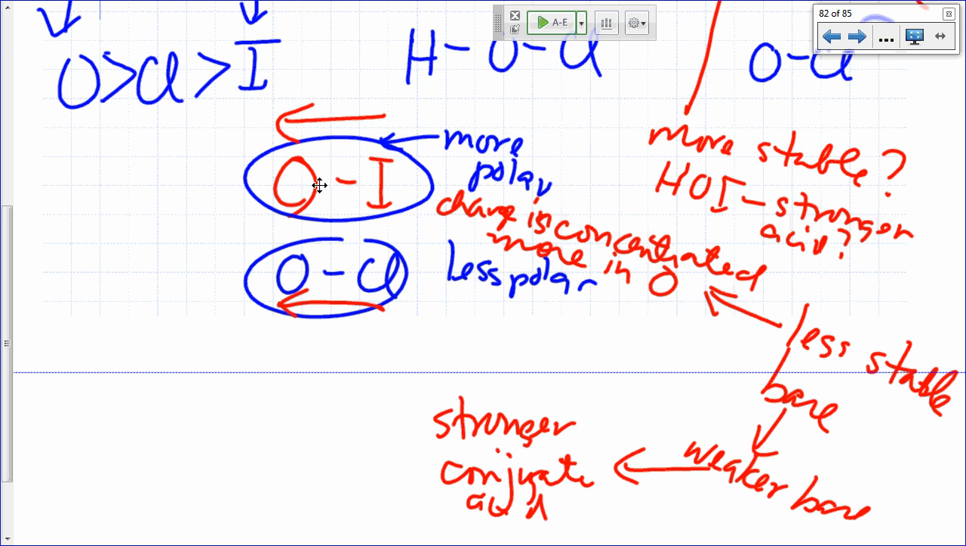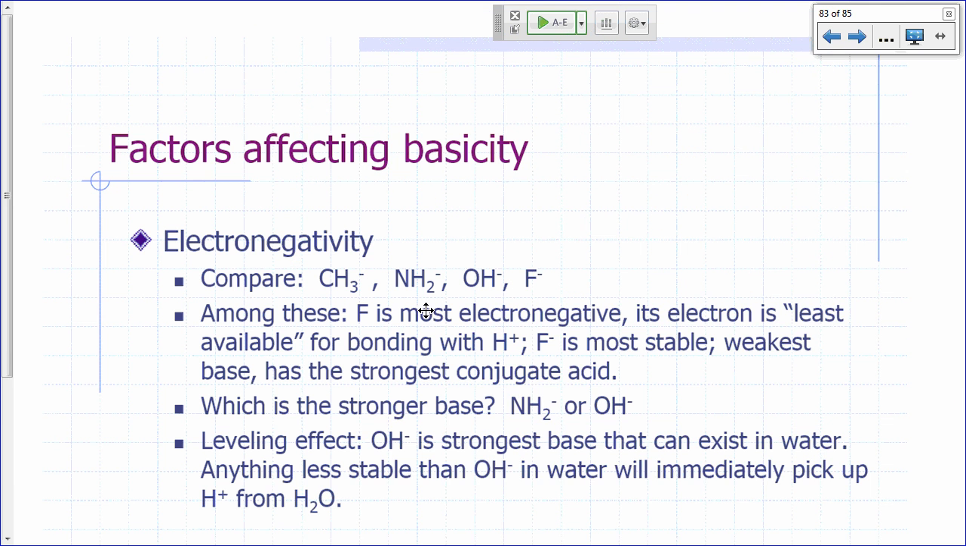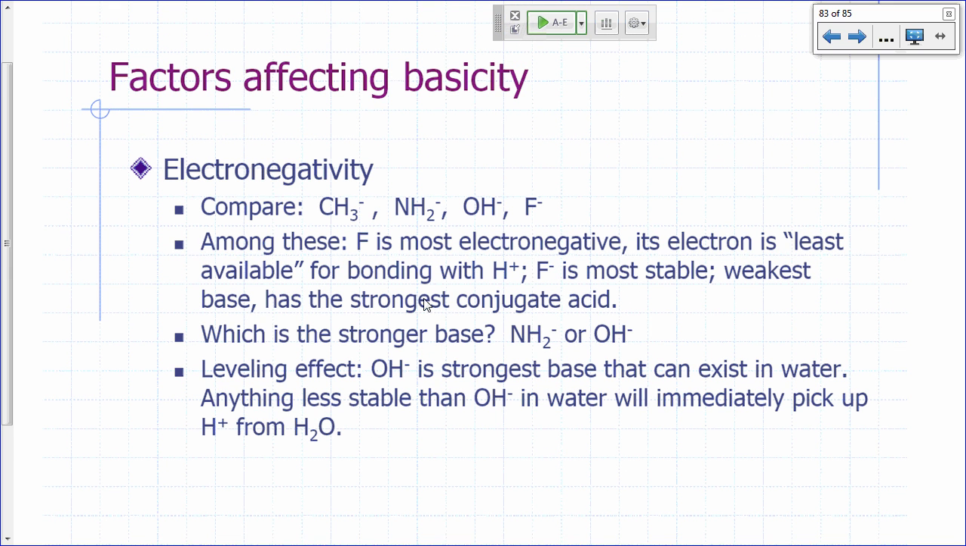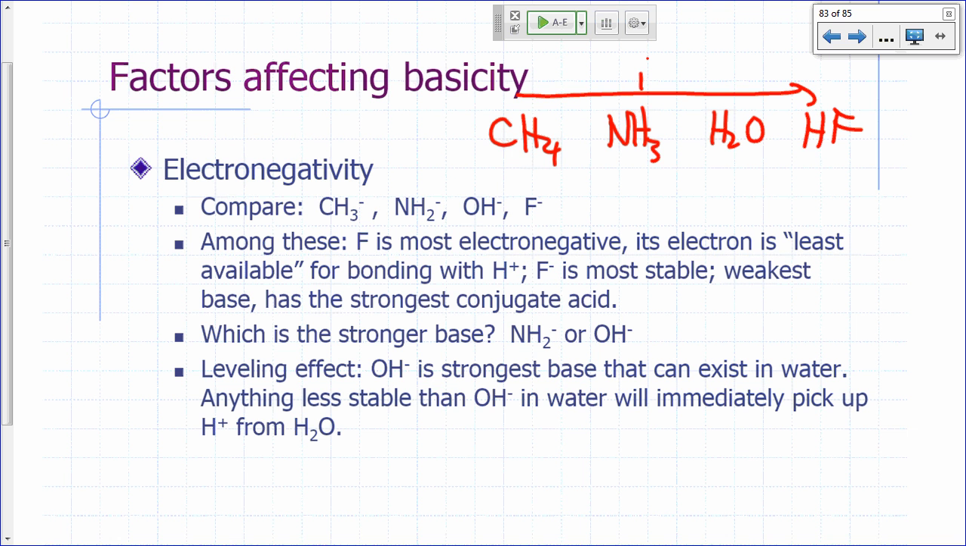Now, the textbook explanation for this is that your chlorine makes your oxygen pull the electrons even more than the iodine does. I'm not really happy with that explanation. Okay, electronegativity. This is the typical textbook explanation for electronegativity. You say that if you compare CH4, NH3, H2O, and HF, going to the right you have increasing acid strength, right?